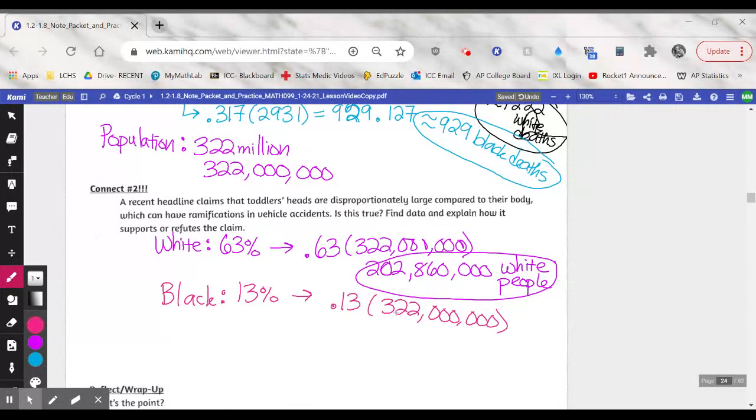Okay, we're going to go ahead and do the same for our Black population. So as a decimal, 13% is 0.13, and take that times 322 million. Sorry, that was my dog barking, I apologize. Okay, so we're going to take 0.13 times 322 million, and we get 41,860,000 Black people.